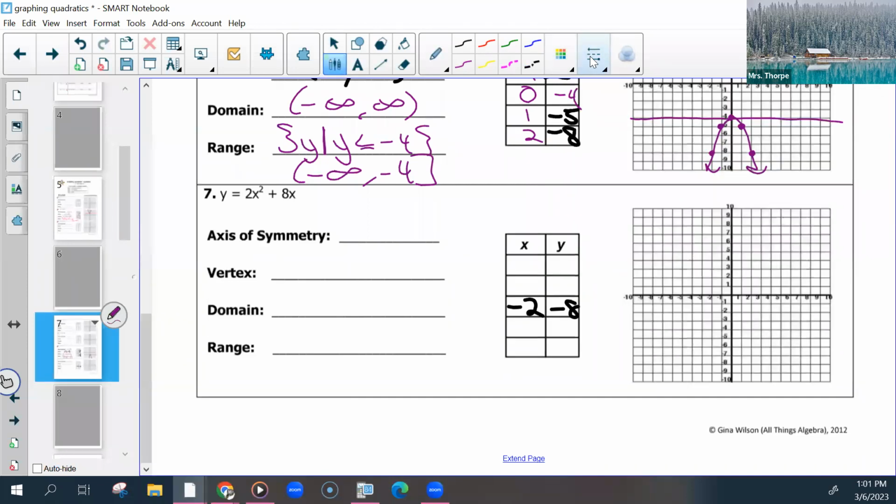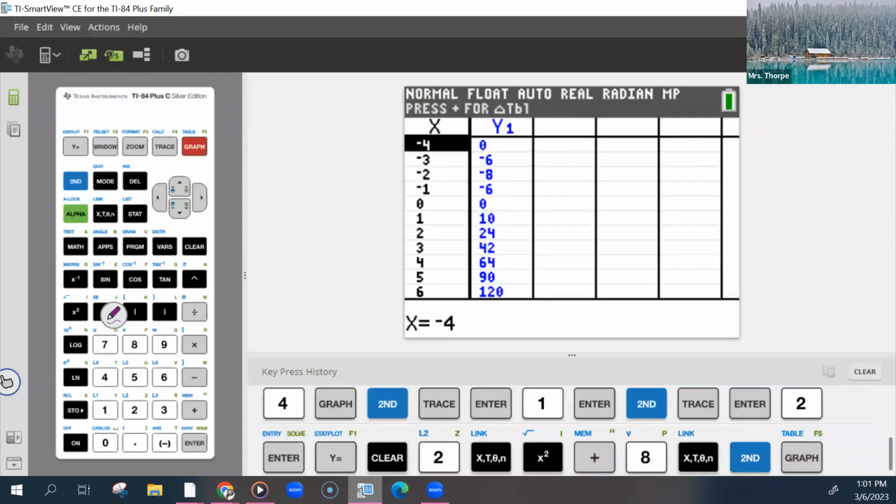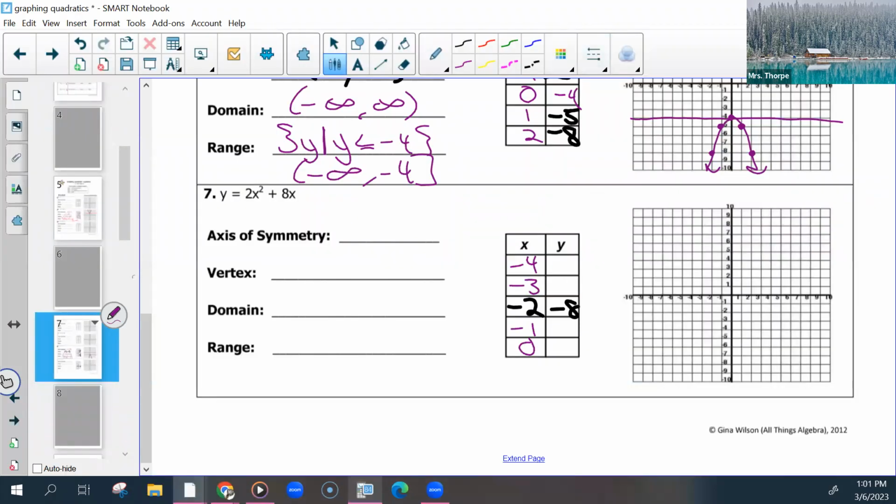Then you can either look at your table, fill out the rest, or do this part by hand, and then the y's. So -4 is 0, -3 is -6. And then it repeats. So we know our vertex was the point in the middle, -2, -8. Axis of symmetry is going to be the x value, -2. Domain has not changed. And then we can graph those points.